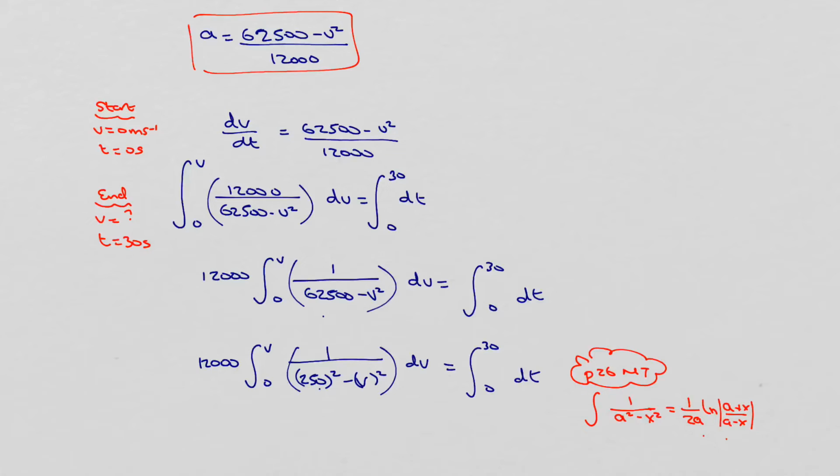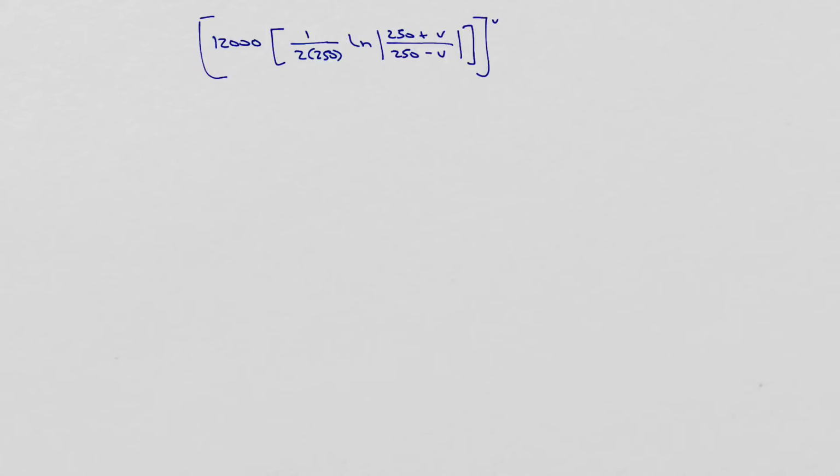Okay, so let's move on to the next page so we can see what we're integrating. So let's just mark, this is going to be our a value and this is going to be our x value. So therefore, what does that give us? Well, it gives us 12,000 times 1 over 2 times a. Well, a we said was 250. Natural log of 250 plus x, which was v, over 250 minus v. And that's within the limits of v and 0.